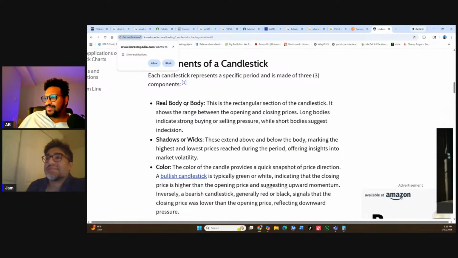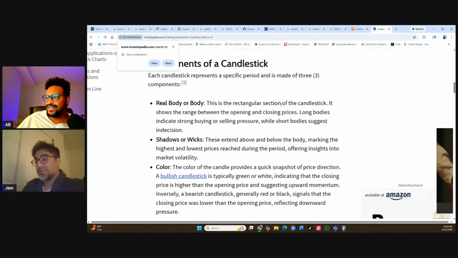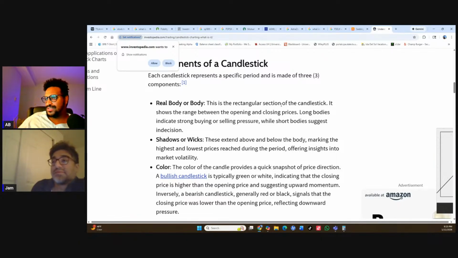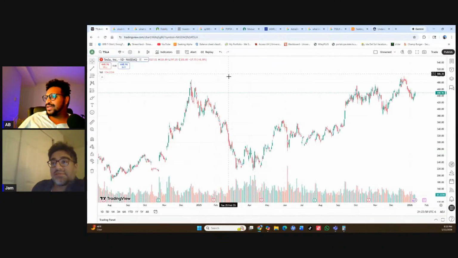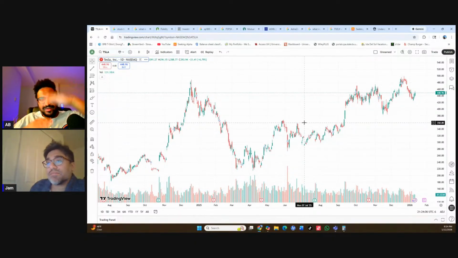They call it the real body, or body. This is the rectangular section. It shows the range between opening and closing prices. Long bodies indicate strong buying or selling pressure, while short bodies suggest indecision. So what does that mean? When you see a long body, I guess it's more confidence. Short is less confidence.